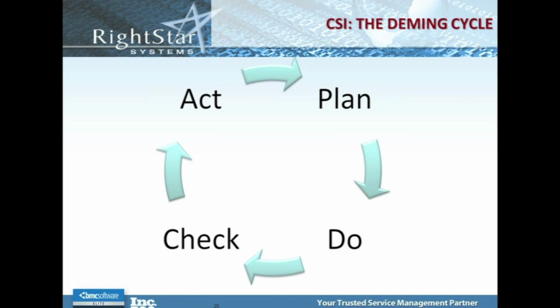This is the Deming cycle that I mentioned earlier. It starts with planning. We then do or implement based on our plans. We check and monitor, measure, and then finally we take corrective action where necessary, and the cycle starts all over again.